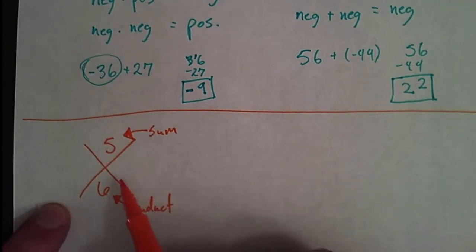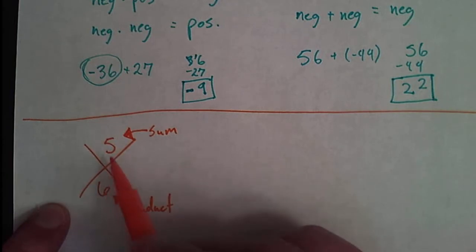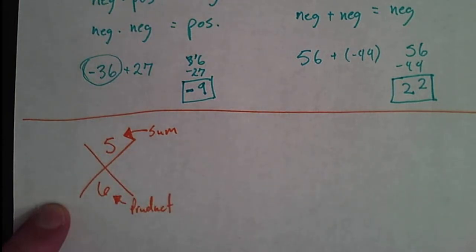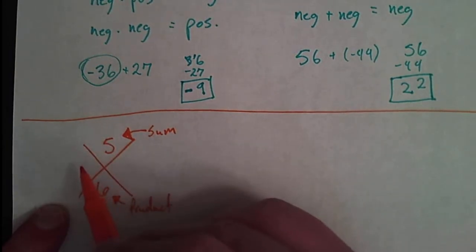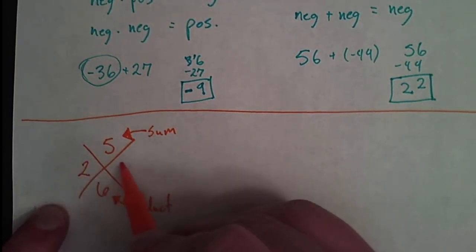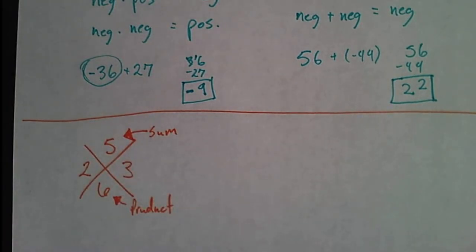And then we're thinking about what adds to 5, and those two numbers also multiply to 6. So you can think about factors of 6. Well, 1 times 6 is 6, but 1 plus 6 is not 5, it's 7. Then 2 times 3 is 6, and 2 plus 3 is 5. Oh, we just found those. So we're thinking about factors.